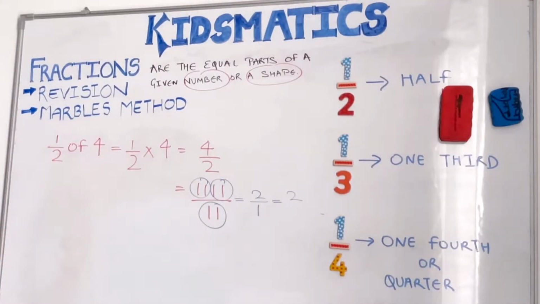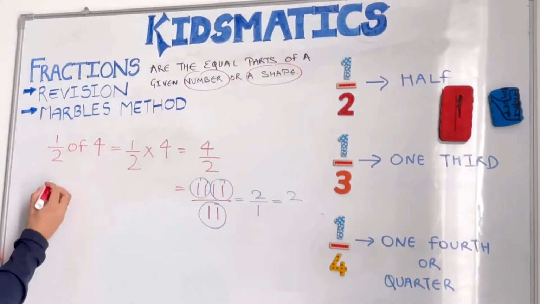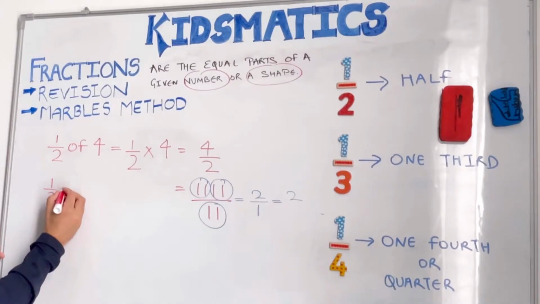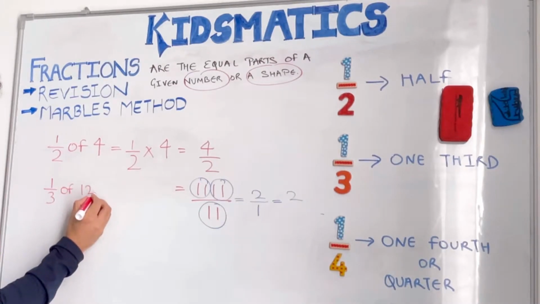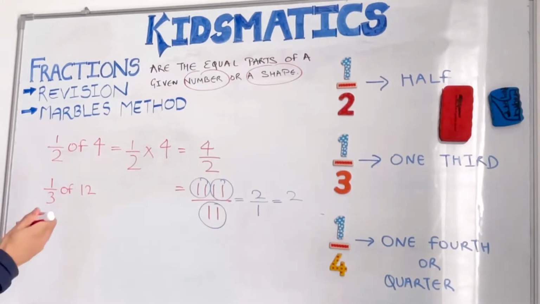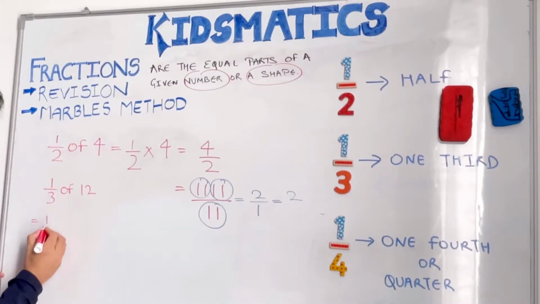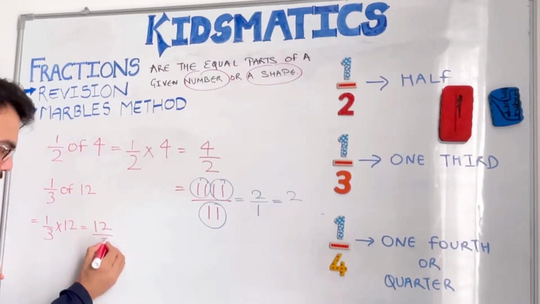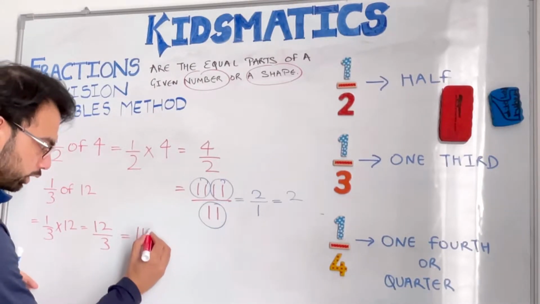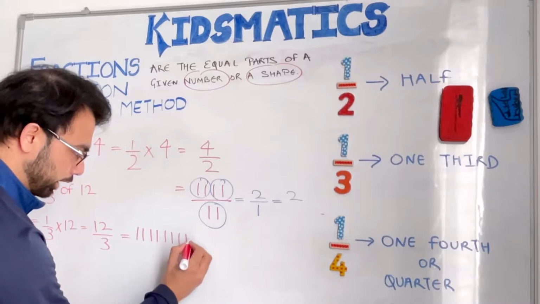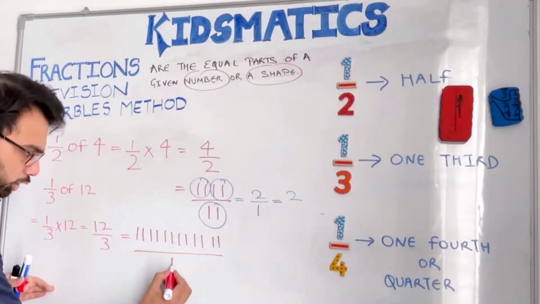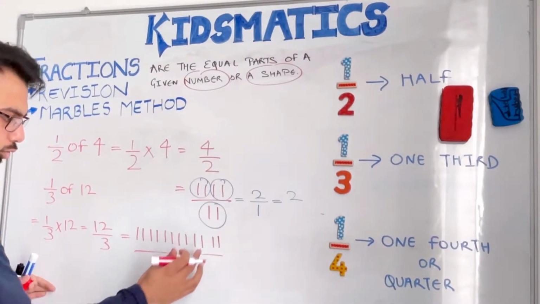Let's take another example as well. Say, for example, 1 by 3 of 12. How are we going to do this one? We should have 1 by 3 of 12, which is equivalent to 12 by 3, and then we're just going to mark the lines 1, 2, 3, 4, 5, 6, 7, 8, 9, 10, 11, 12. And in a similar way, we should mark the lines on the denominator side, but this time we do not have 2, we have 3.